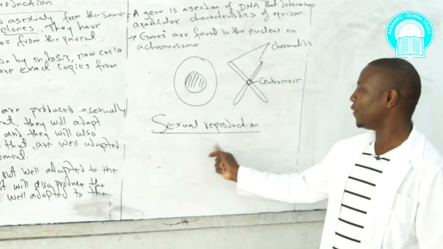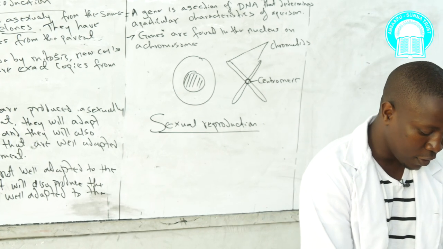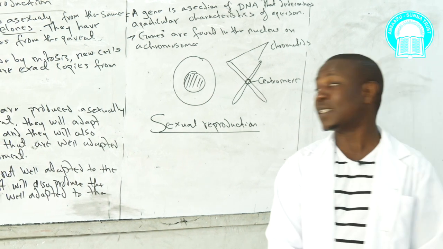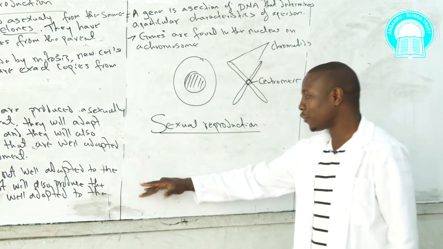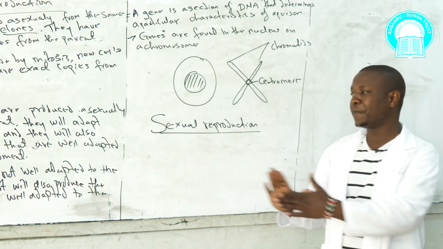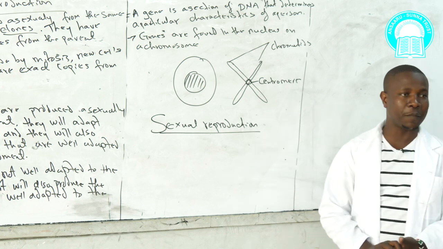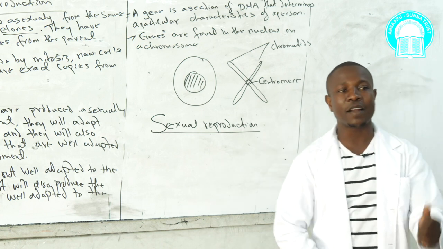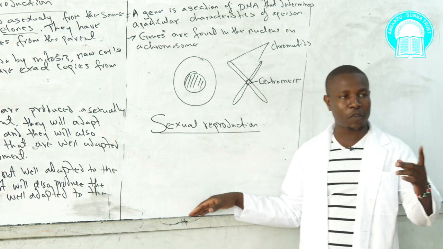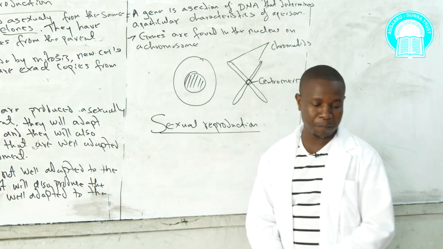Survival of the fittest. So we go to sexual reproduction. As earlier stated, here there is production of what? Gametes. In sexual reproduction, there is production of gametes. And we said we have two types of gametes. We have mobile gametes and stationary gametes. Mobile gametes, we say they are what? Male gametes, called sperms. And stationary gametes are female gametes, called ovum.